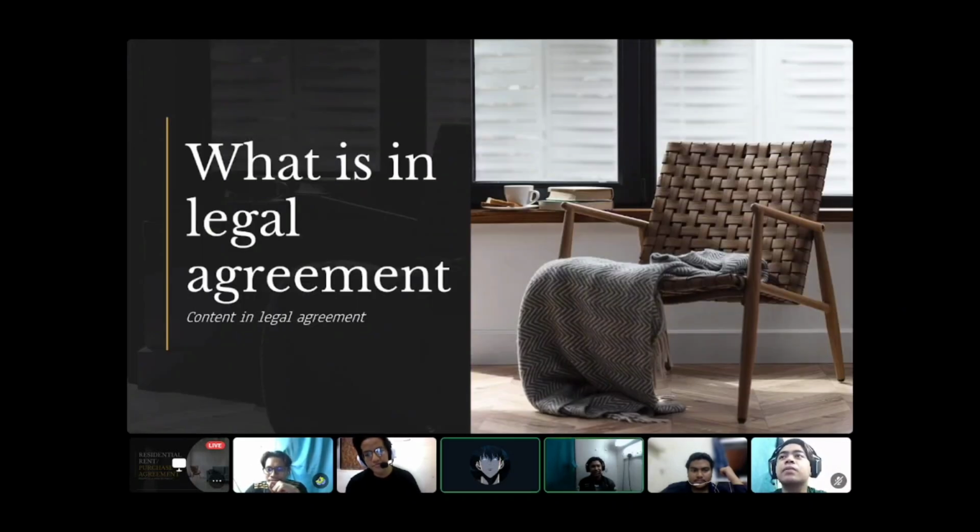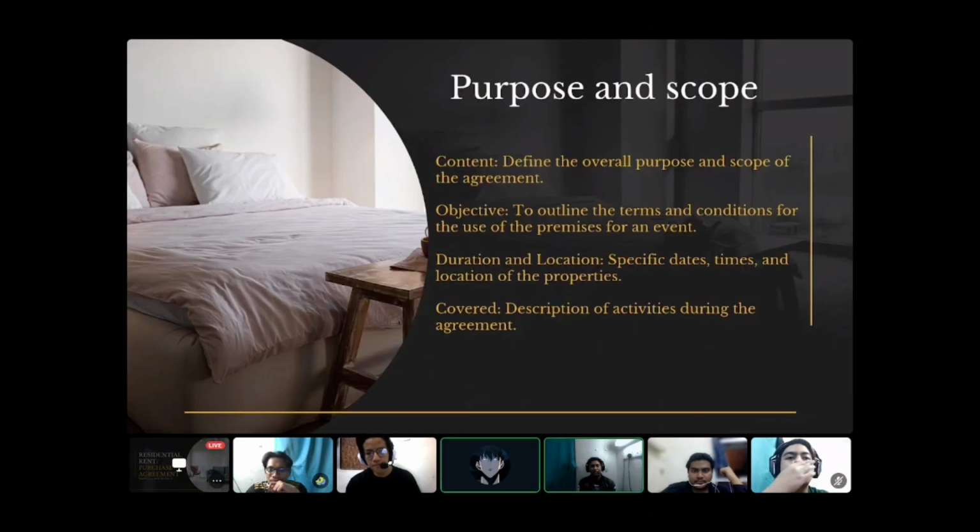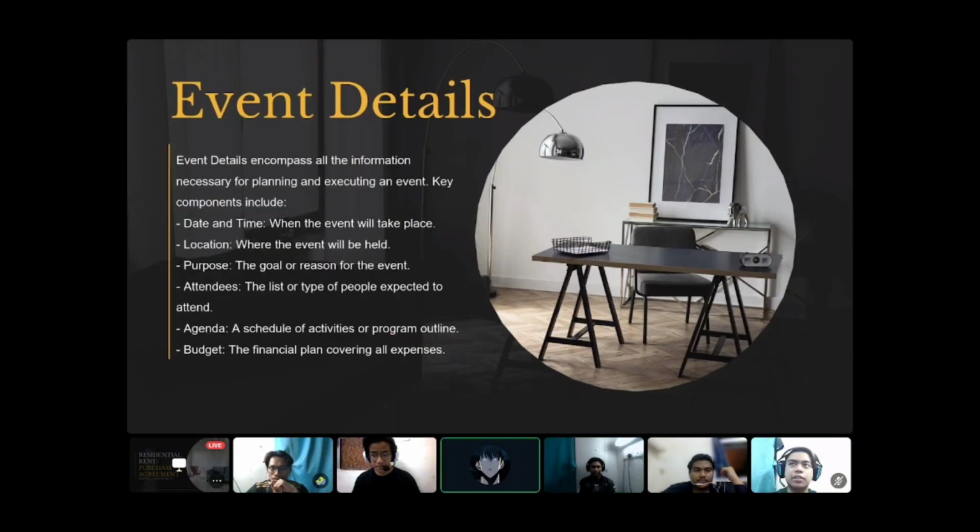So what is in a legal agreement? We will explain the purpose and the scope. The content will define the overall purpose and scope of the agreement. The objective is to outline the terms and conditions for the use of the premises for an event. The duration and location consist of the specific time, dates, and location of the property, and a description of activities during the agreement. Other than that, we also have event details.